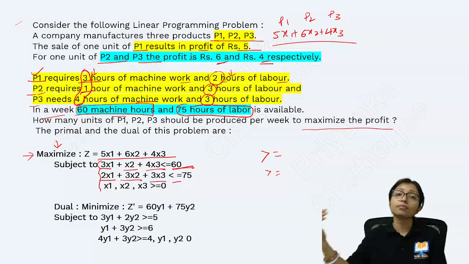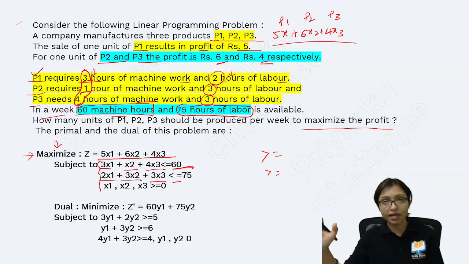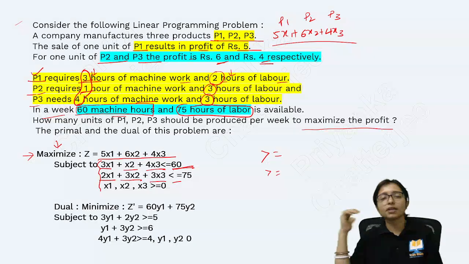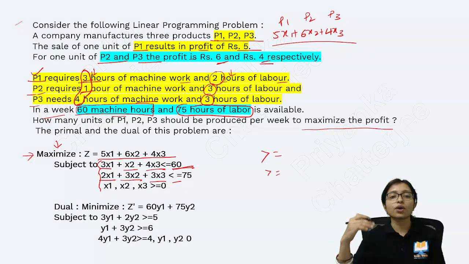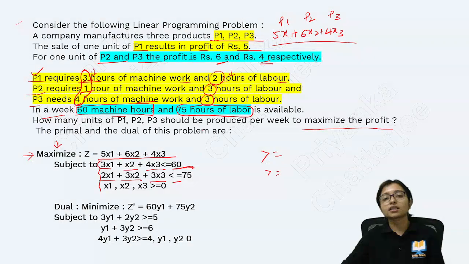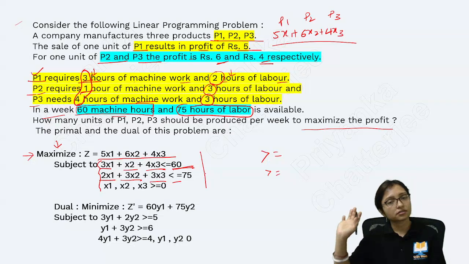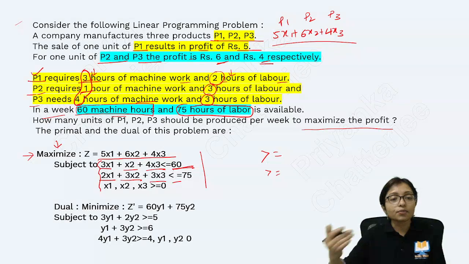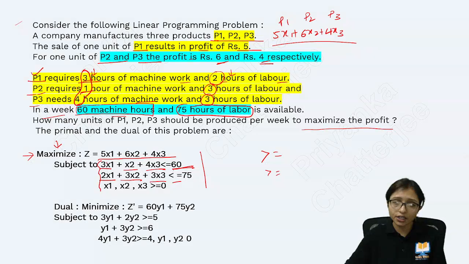This is called the formation of the LPP problem. From the question you have to read and find out the maximize line or minimize line. It can be minimize also. You have to find out the minimize equation. After that, you have to write down the subject to, meaning the constraints. What constraints are there? Like that I can frame this equation. Now I have to convert it into the dual. So how can I convert it to the dual?